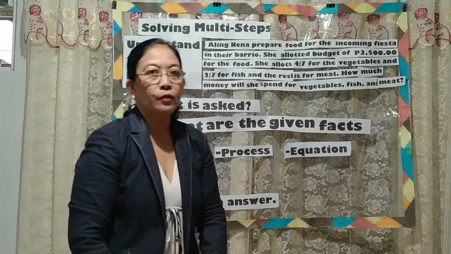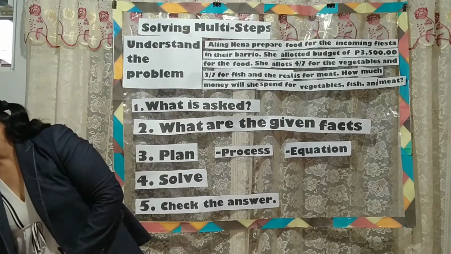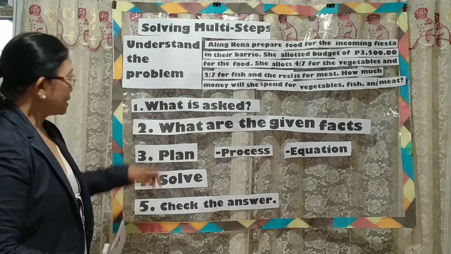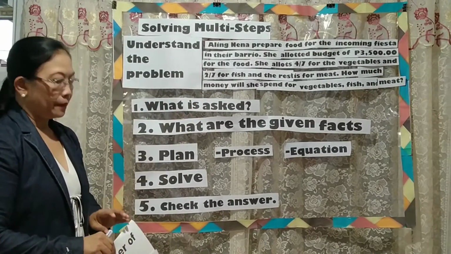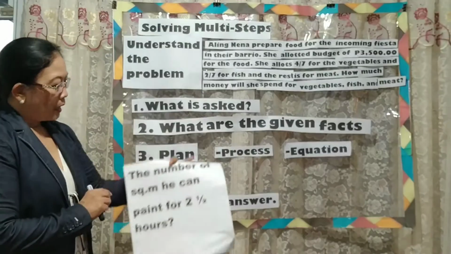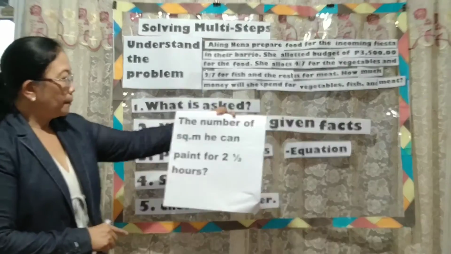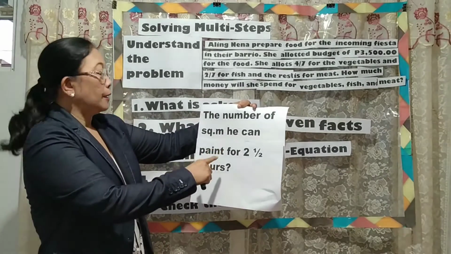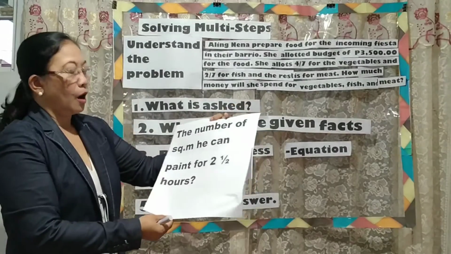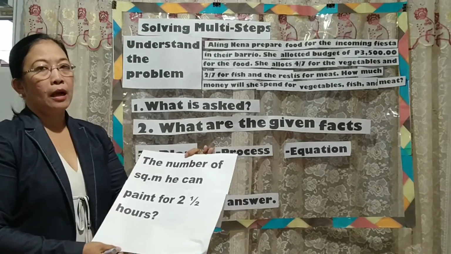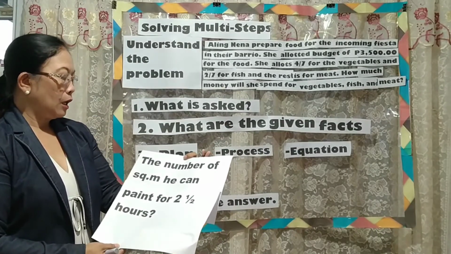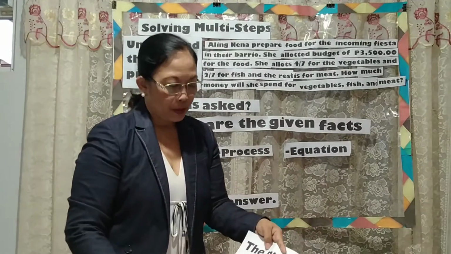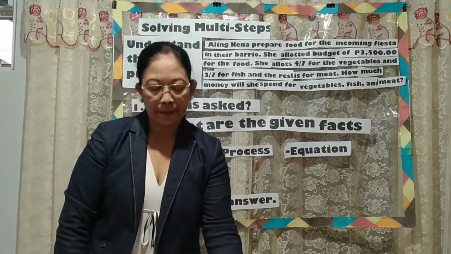So how are you going to solve that? The first thing we're going to do is to find what is asked. What is asked in this problem? Of course, ang tinatanong dito ay yung number of square meters Ruben can paint for 2.5 hours. So yun ang ating aalamin kung gaano kalaki or how many square meters ang kanyang mapipintahan for 2.5 hours.